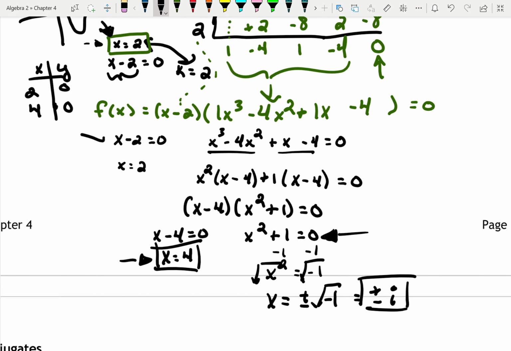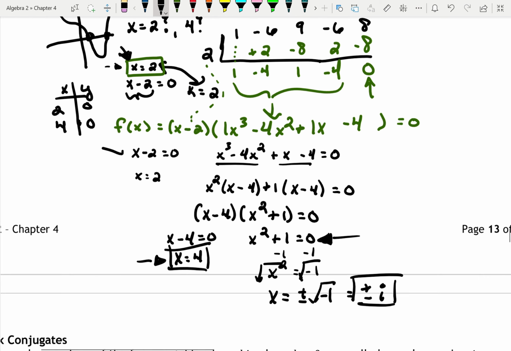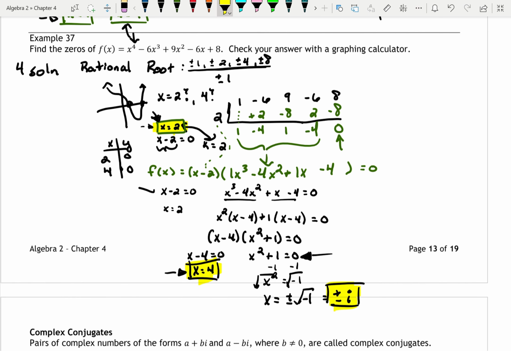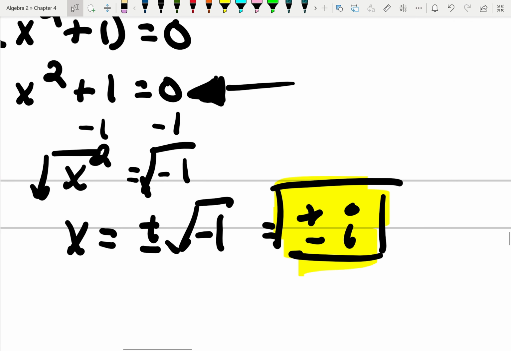And there's our answer. We have, let me highlight them, x equals 2, x equals 4, and then x equals plus or minus i. If you want to rewrite them together, that'd be fine. But if you have them separately, but you box them in like I have, that would be sufficient as well. All right, so something to make note of, something to notice, is that we had the plus or minus with the i, with the imaginary solution. We had 2 of them. They came in a pair.